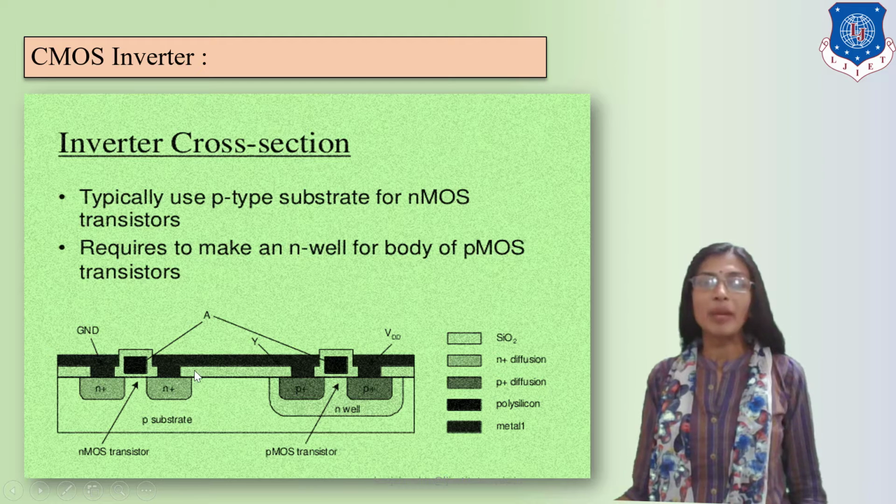So look at this, this is the black color contact, that is the metal contact, and this is the P substrate. We have used here the main P substrate for NMOS transistor. It requires to make N-well for body of PMOS transistor. That means this is the N-well in which P plus regions are heavily doped.